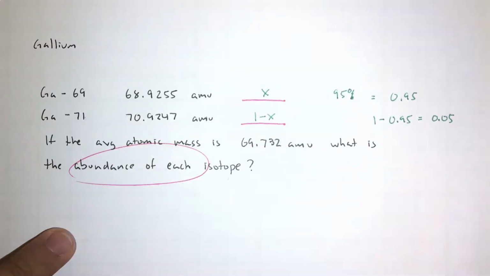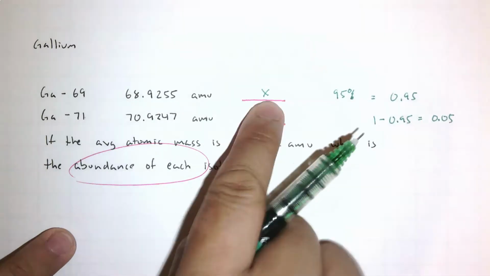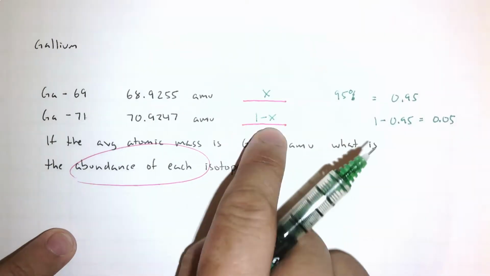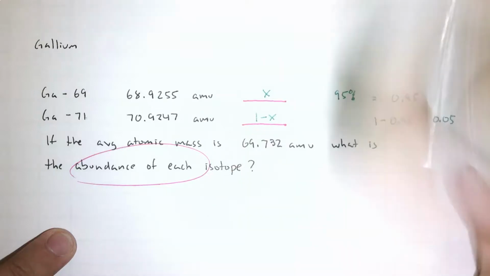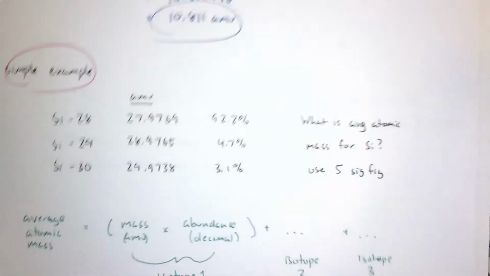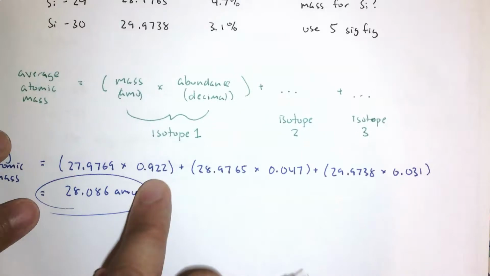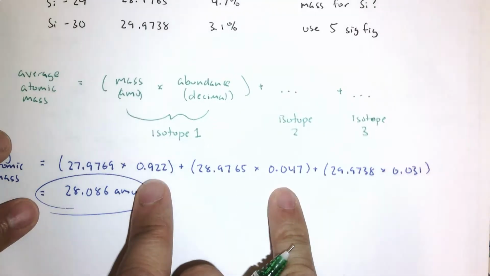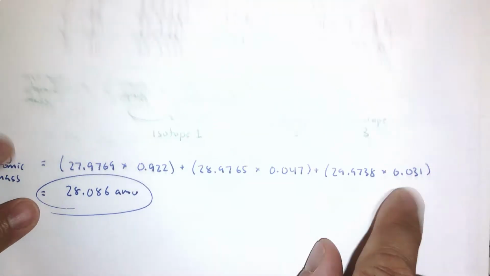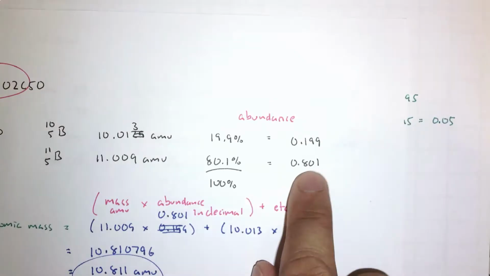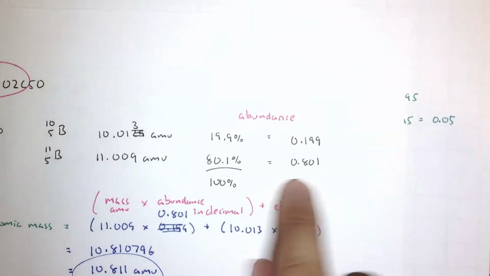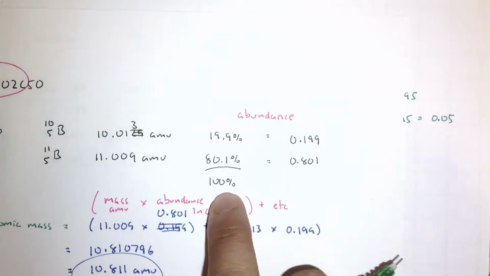Because you know that, what's x plus 1 minus x? That's 1. Just like over here, if you add up all the decimal abundances, that should equal 1. Or if you add up these two, that equals 1, in decimal form. 100 in percentage form.